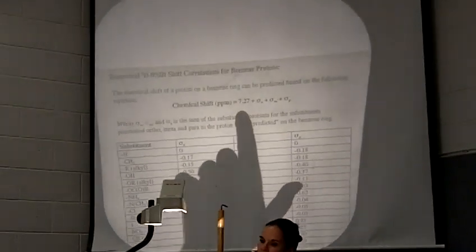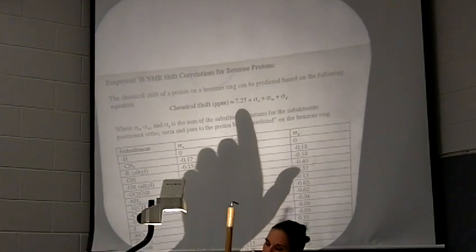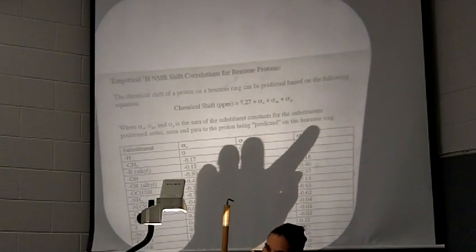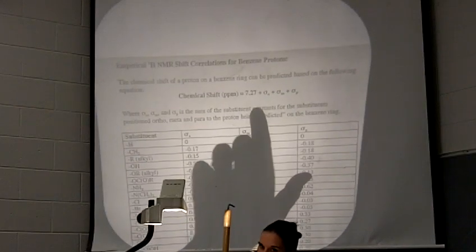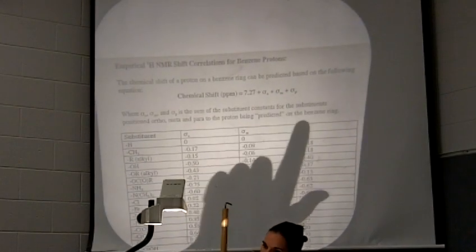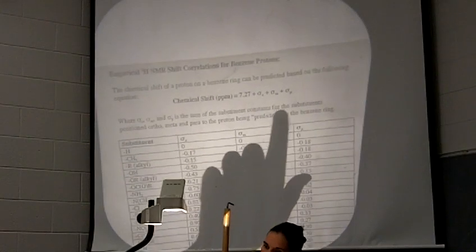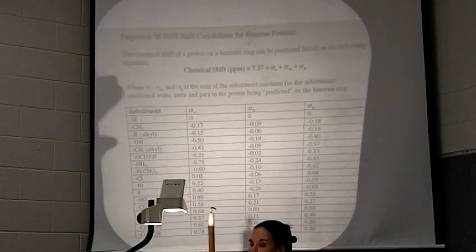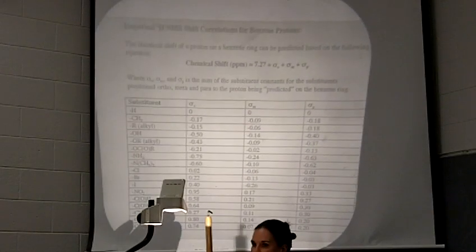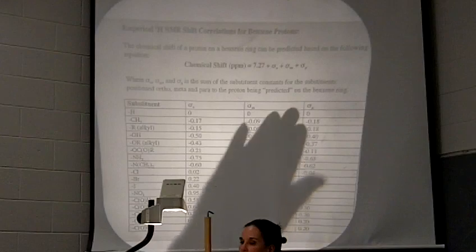So we need to use the table for aromatic protons. And the way this table works, here's our formula. We're going to use 7.27, and then we're going to add these chemical shifts to it. We add chemical shifts for what is ortho to the proton we're worried about, what is meta, and what is para. So what you need to keep in mind with this table is this is just the chemical shift for the ortho position, then meta, then para.